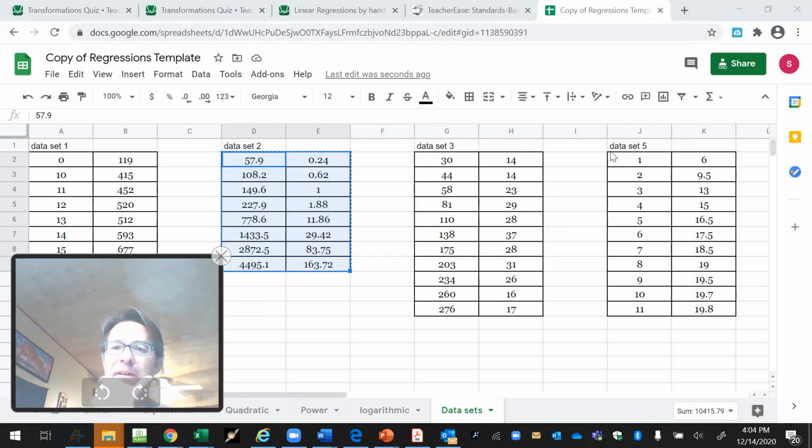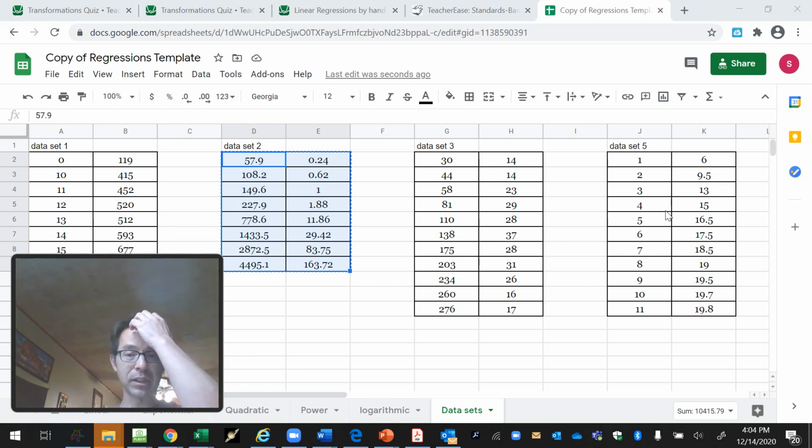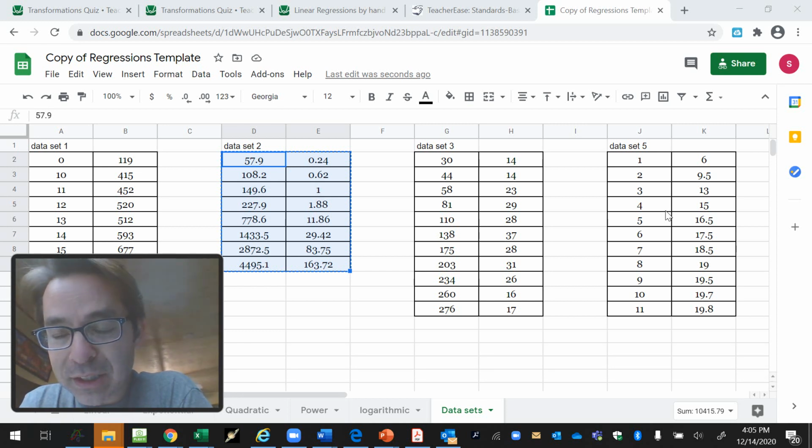What's data set 5? Oh, that's about the tree growth problem. So year 1, the tree was 6 feet tall. Year 2, 9.5 feet tall. Year 3, 13 feet tall. This one was interesting because it turned out that when we ran the regressions, quadratic was the best one.